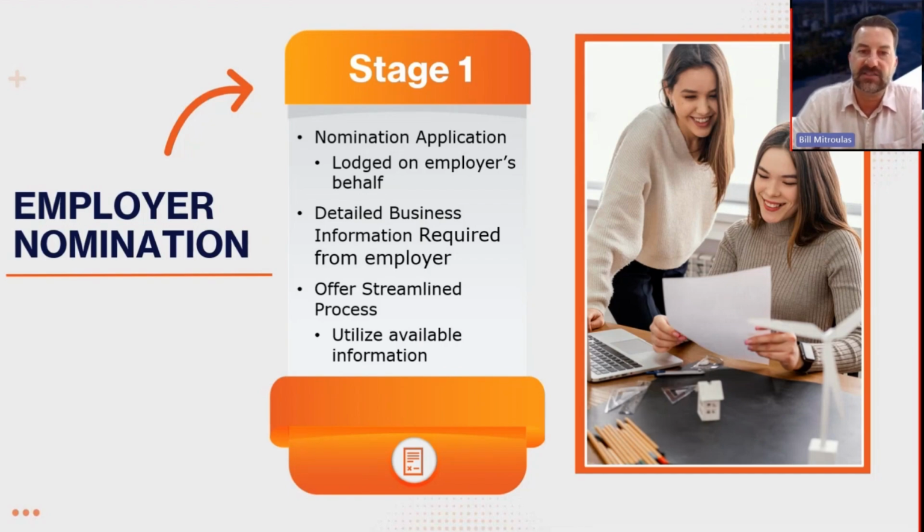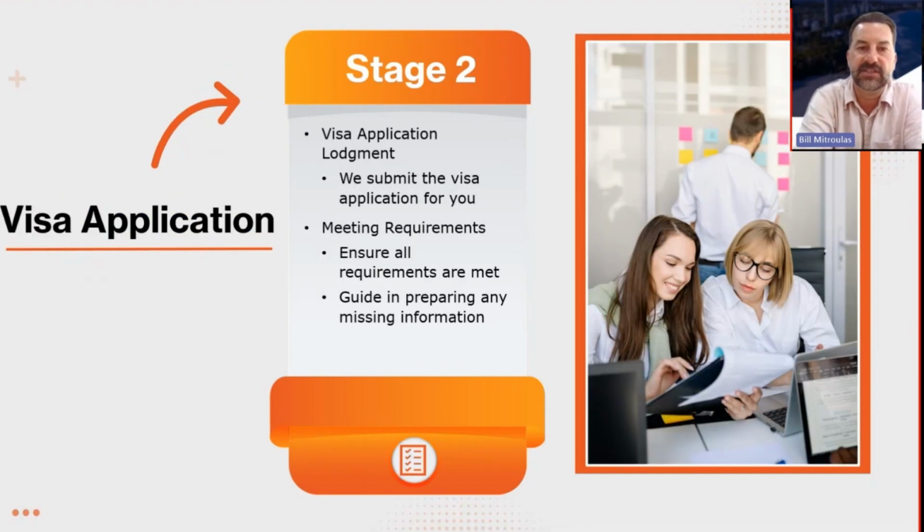The second stage is obviously the visa application, right? So obviously the visa application is submitted on behalf of the applicant and dependents. Obviously, we need to ensure that you meet all the requirements and guide you, the visa applicant, in preparing any missing information, right? We'll look at common issues in a few of the later slides to ascertain what you really should be looking at and what you should avoid.